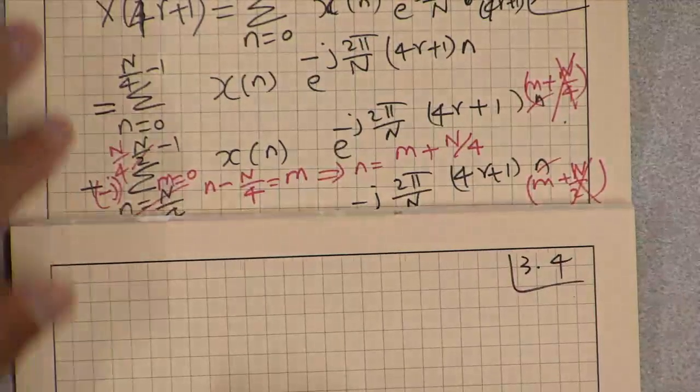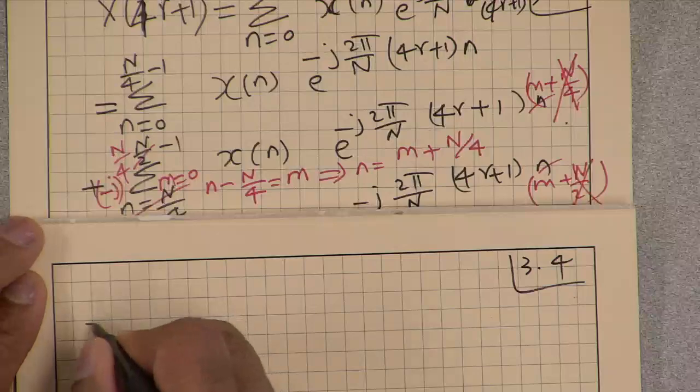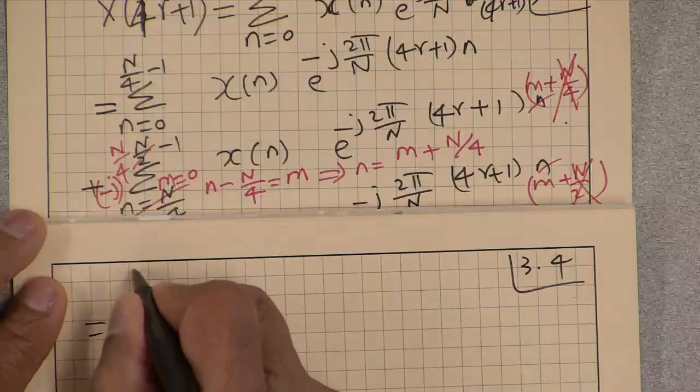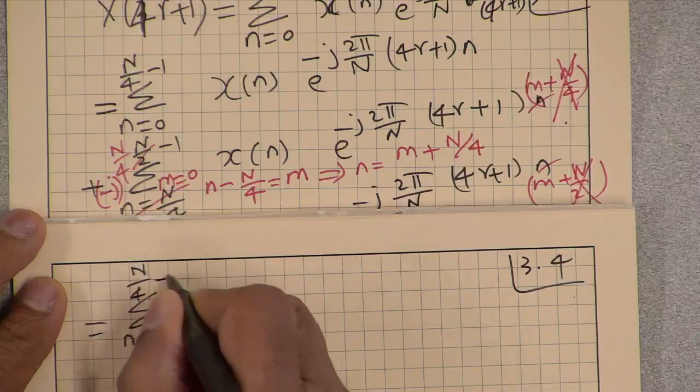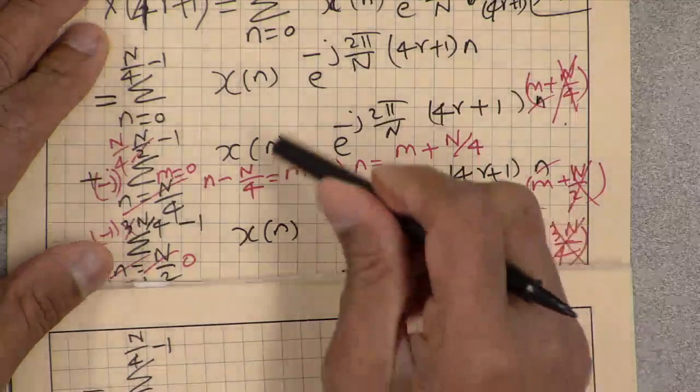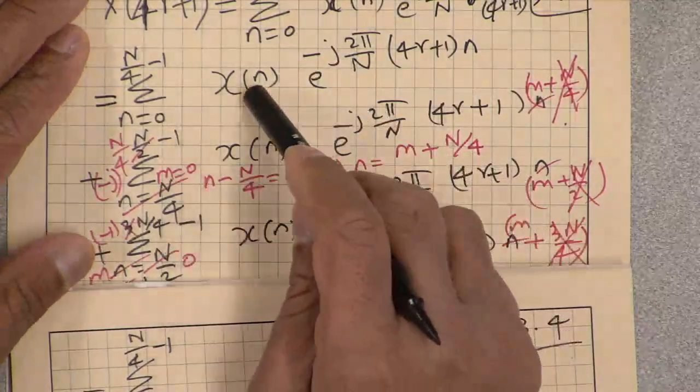So I can write this as equal to the sum over n equal to 0 to n by 4 minus 1. Let's group the first and third.